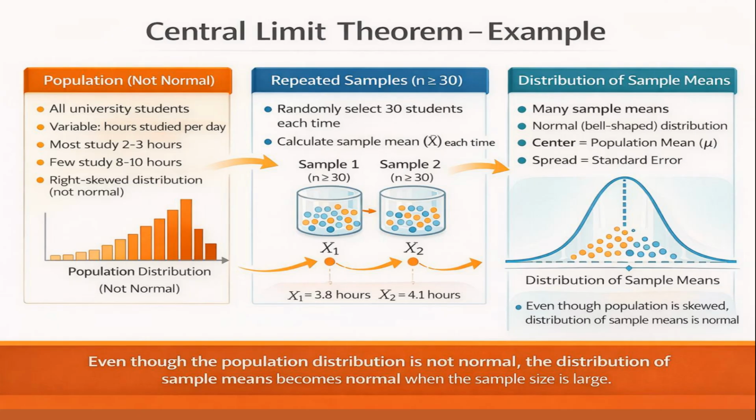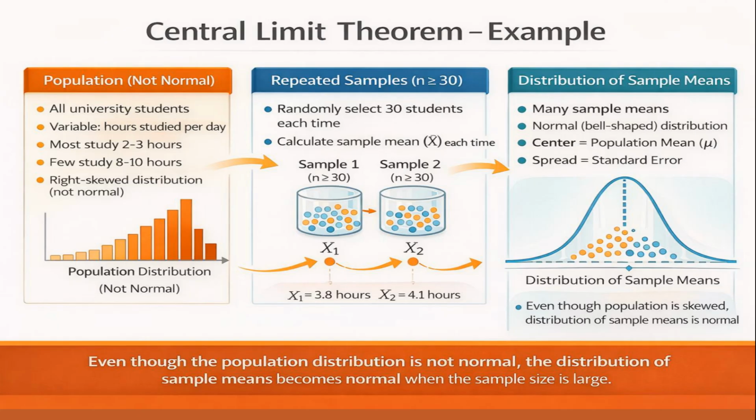The population was not normal. The distribution of sample means becomes normal, bell-shaped. This is the central limit theorem. The center of this distribution is the population mean, mu. The spread of this distribution is the standard error, not the standard deviation.